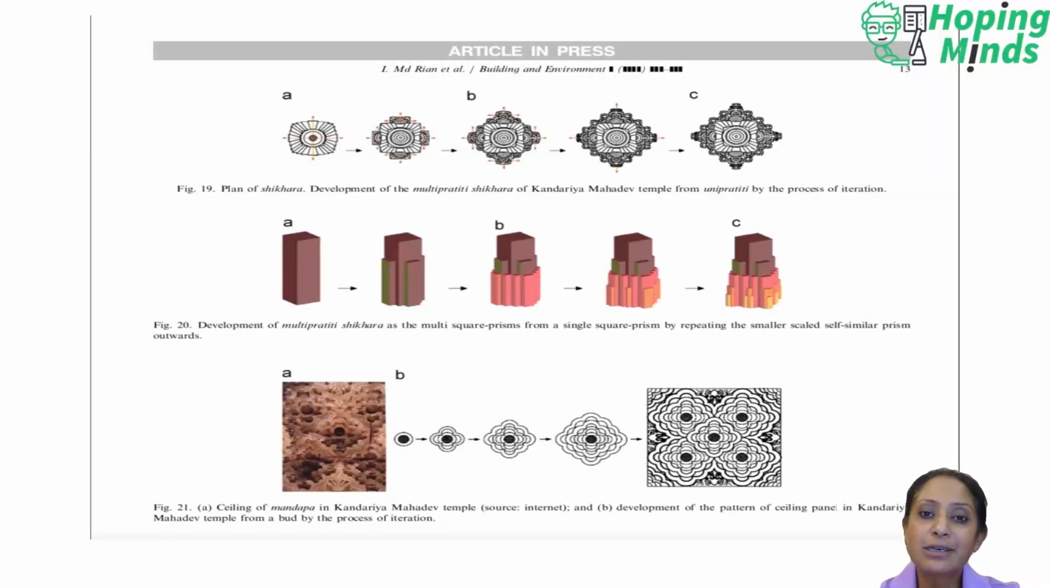Now, here, an article that was in the press shows a plan of the Shikhara, the development of the multi-prati Shikhara of the Kandariya Mahadeva temple. And you can see how intricately it is designed. You can see how meticulously it has been designed and laid. Then in figure 20, we have the development of the same design. And then we have the ceiling of the mandapa also. So everything is so proportional, so geometrically aligned and pleasing to the eyes.